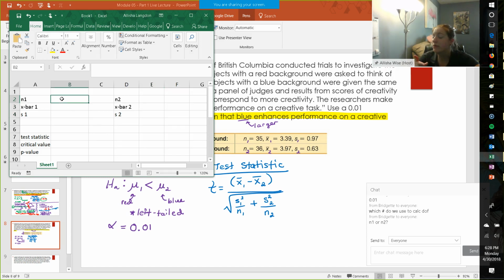So Bridget, we aren't there yet, but we always use the smaller n value to calculate the degrees of freedom. Yeah. So you might be there. So I'm assuming that's why you asked, and that's totally cool.